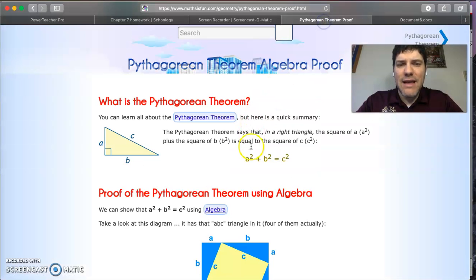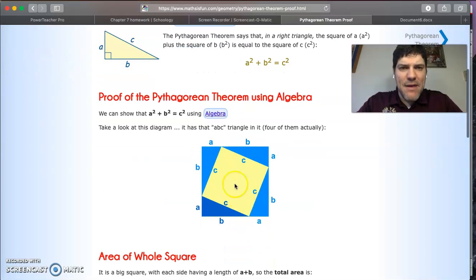Now I have one more proof. It's the algebra proof for this. It's a pretty straightforward proof, but we're going to start with that same image. That blue area here, there are 4 of those triangles, and if you were to look at the area of one of those triangles, it is a times b divided by 2. Take that times 4, and that's 4 divided by 2 times a times b, which gives us 2ab. We're saying that is the area of the blue space. Now we also have c times c here. That is the area of the yellow space, c squared.